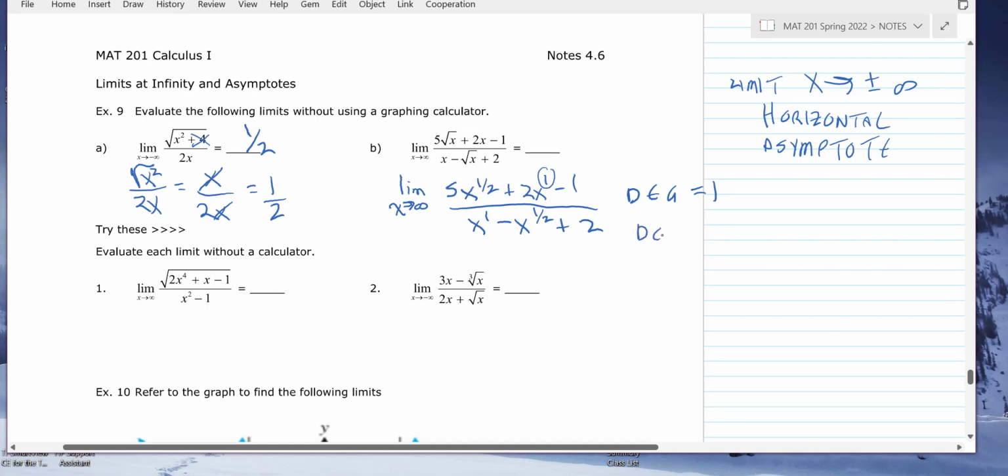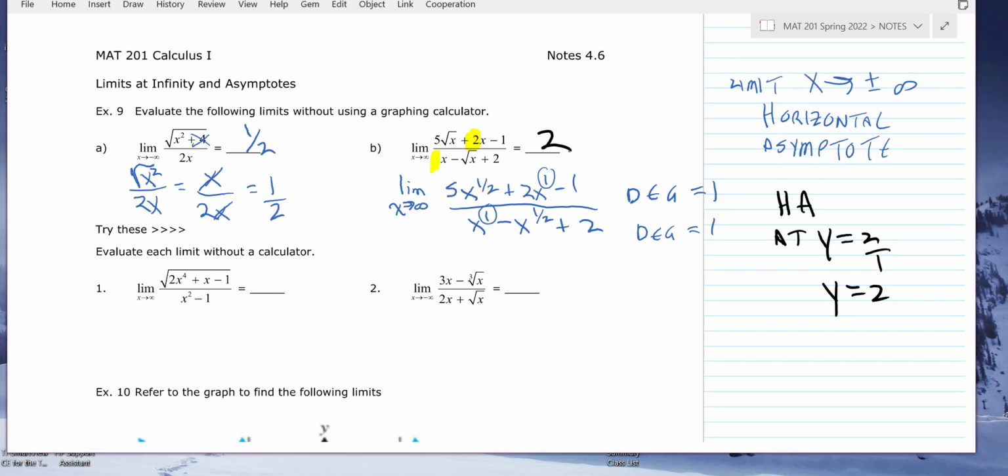The degree of the denominator is also 1. So what happens is you look at the leading coefficient ratio. So what you get is a horizontal asymptote at y equals 2 over 1. So that's y equals 2. That means the answer to that limit is 2. So that's the same thing. Don't let the square roots bother you. The degree of the top in that case is going to be 1, and so is the degree of the bottom. Okay, and that's how that goes.